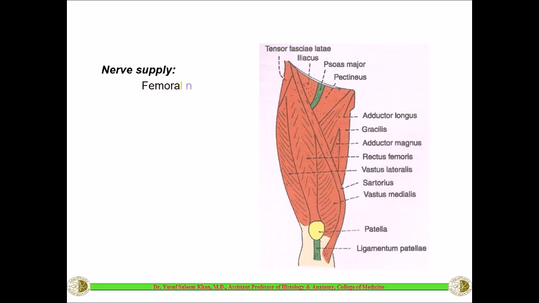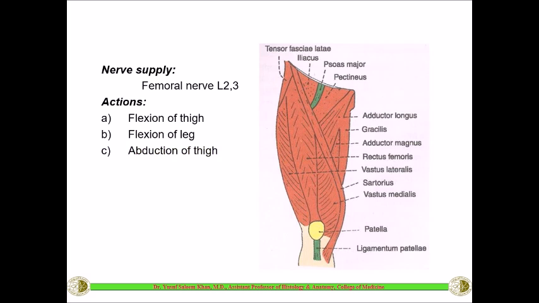Nerve supply, as you know, is by the femoral nerve. The root value is L2 and L3, and the actions are flexion of the thigh. Even though this muscle is in the extensor compartment, it helps in flexion of the thigh and flexion of the leg, and abduction of the thigh and lateral rotation of the thigh. The anterior compartment is also called the extensor compartment, but it actually flexes the knee joint as well as the hip joint, and also helps in abduction and lateral rotation of the thigh.